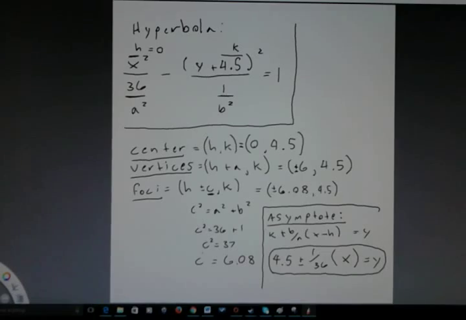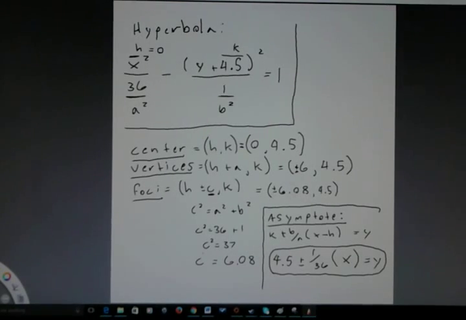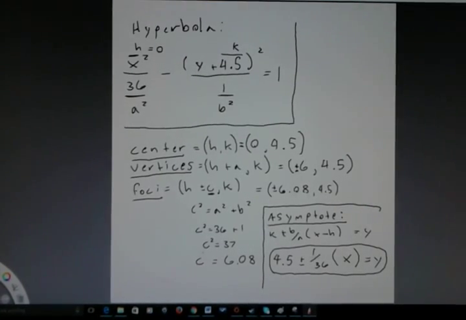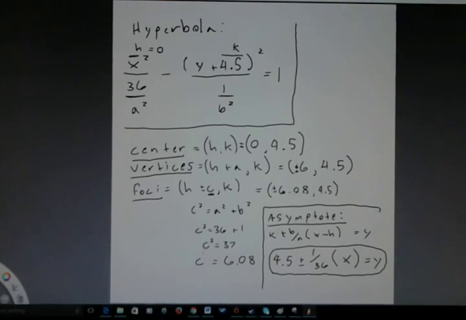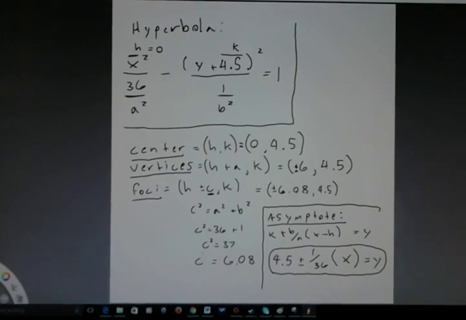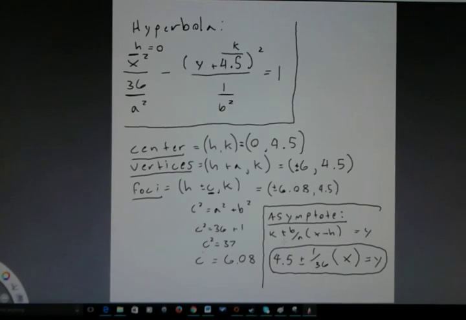The foci is plus or minus 6.08, and then 4.5, because 36 plus 1 and square rooted equals 6.08. That's what c is, because for hyperbolas, c squared equals a squared plus b squared. And then this is the equation for the asymptote, because when the transverse axis is horizontal, it's k plus b over a times (x minus h) equals y.